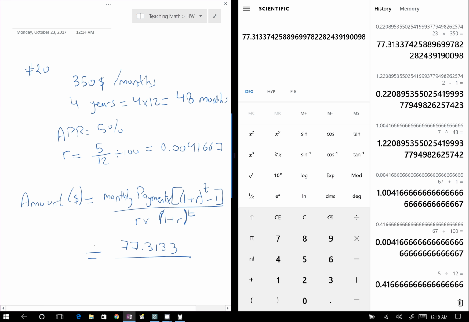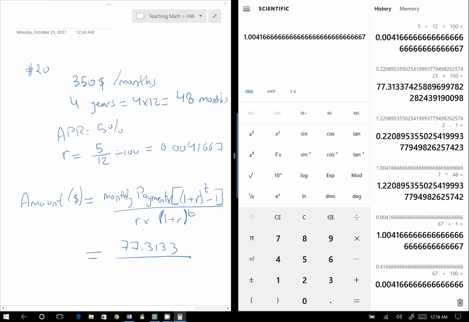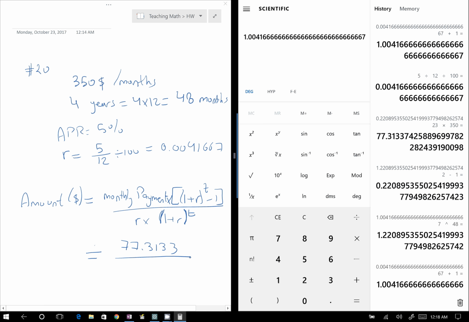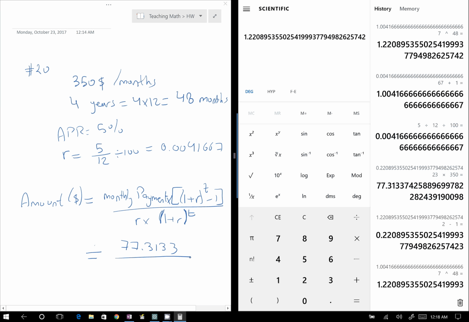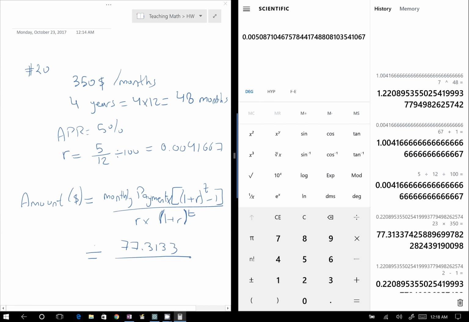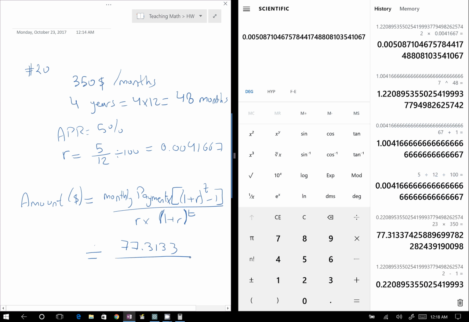Denominator, 1 plus r, 5 divided by 12 divided by 100 plus 1 raised to the power t, 48, multiplied by r, 0.0041667. So that's the denominator, 0.00508.